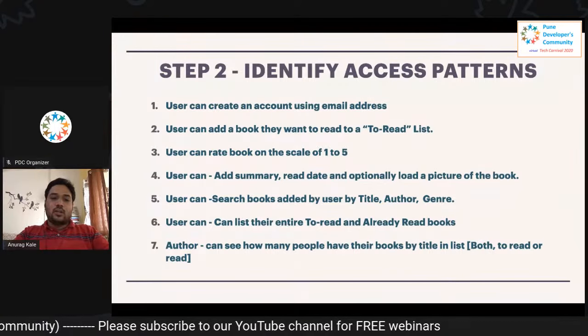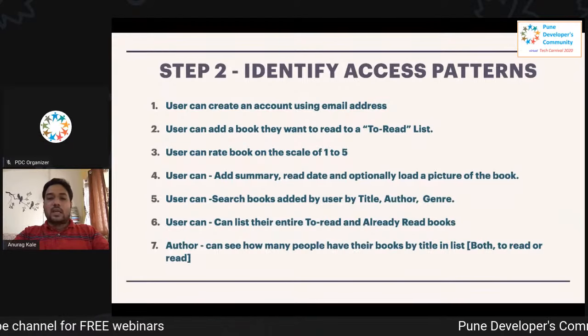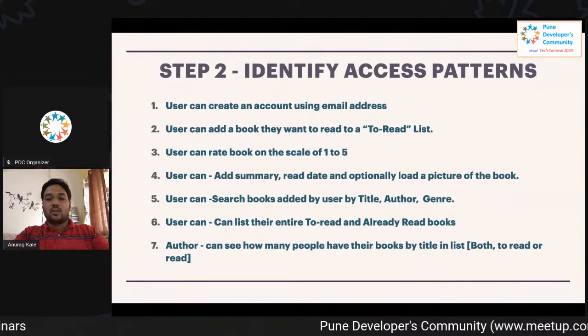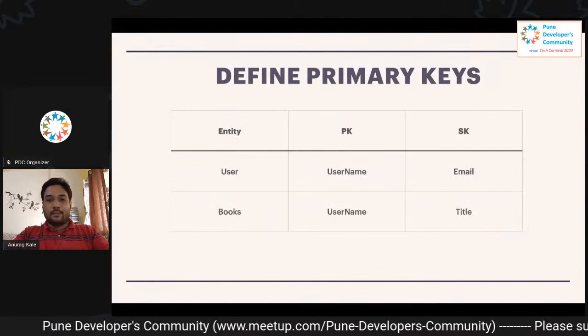The second persona here, let's say, is the author. We want to give access to the author, so the author can see how many people have their books, by title, in their list, both read or to-read.